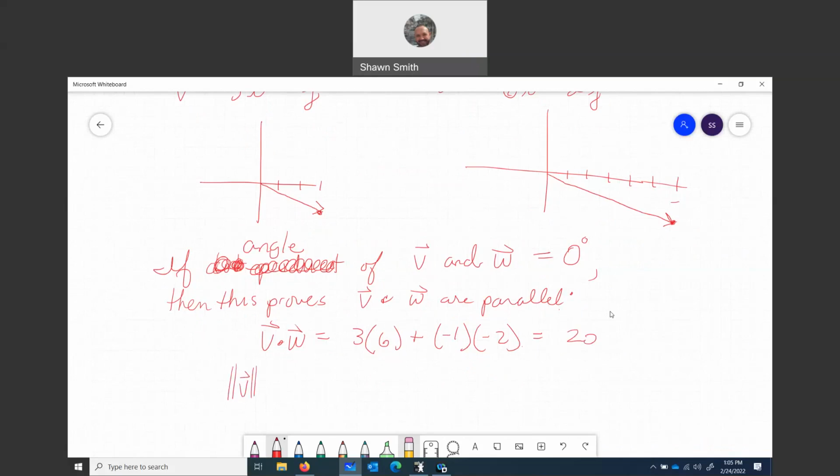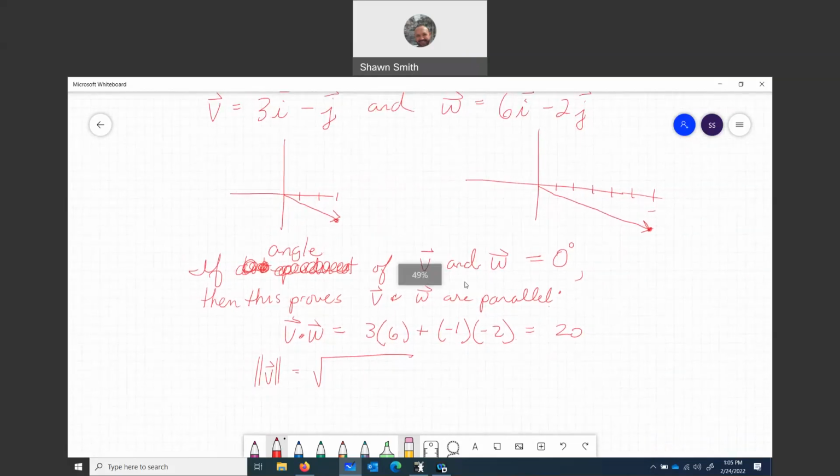Magnitude of V is 3 squared plus -1 squared. That's square root of 10. Magnitude of W, square root of 6 squared plus -2 squared. That's 36 plus 4 makes 40, square root of 40. Again, you don't need to simplify these. Square root of 40, you don't have to say that's 2 square roots of 10. If you want to, that's fine. But it's all going into the calculator anyway, perhaps.